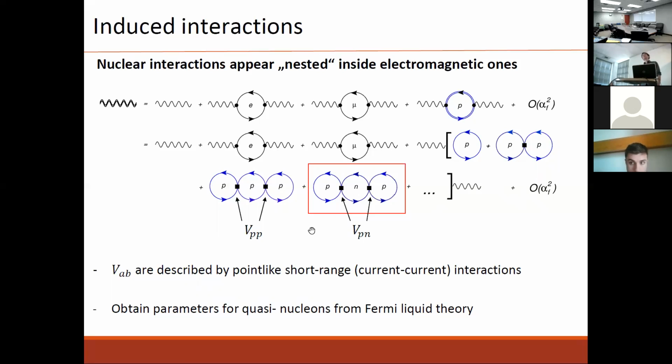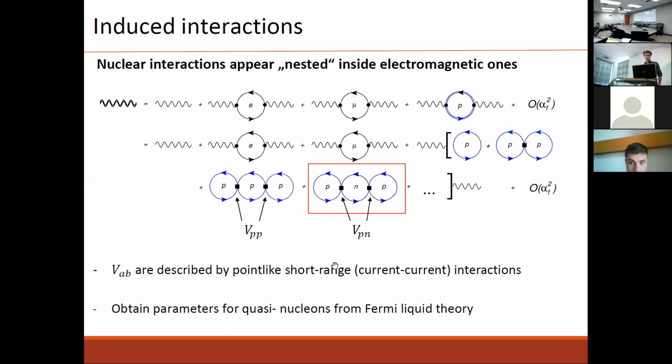So you can expand that last bubble further, and you will see that you get all the interactions that arise from the nuclear potentials. And you can see that the neutron factors in at this level, where you really see that proton, neutron, proton loop pops up. So this is really how the nuclear interactions enter in this game.